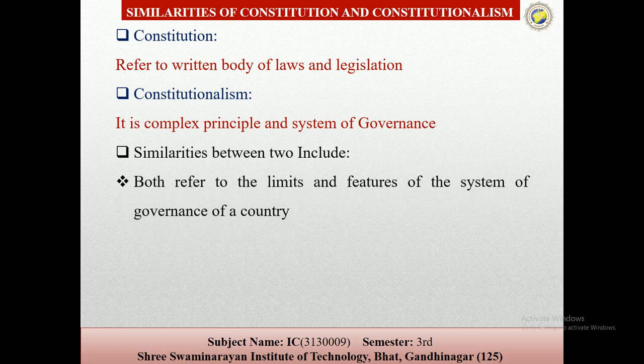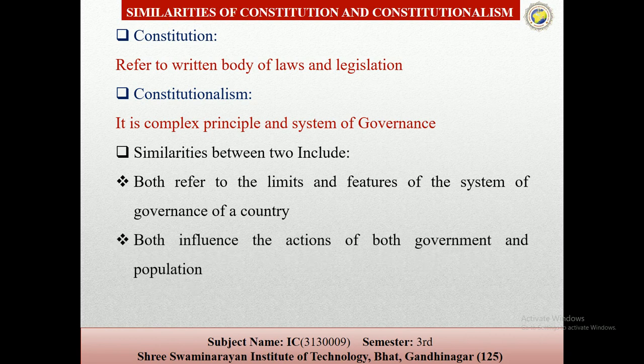So the similarity between the two includes that both refer to limits and features of the system of governance of a country. So constitutionalism would not exist without the constitutions. कॉन्स्टिट्यूशनलिज्म कॉन्स्टिट्यूशंस के बिना अधूरा है, and the constitutional way of governing countries requires limits and boundaries on the central authorities. और constitutions एक boundaries representations करती है. So here दोनों चीज़ एक जैसे ही है. constitutionalism जो constitution को represent करती है, और constitution वो एक boundaries represent करती है.